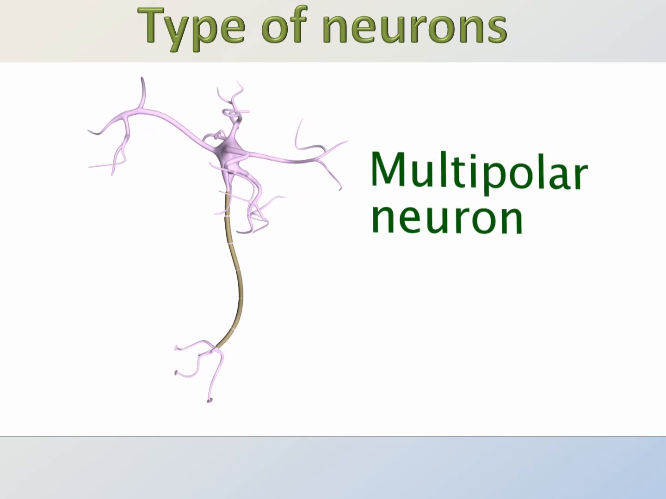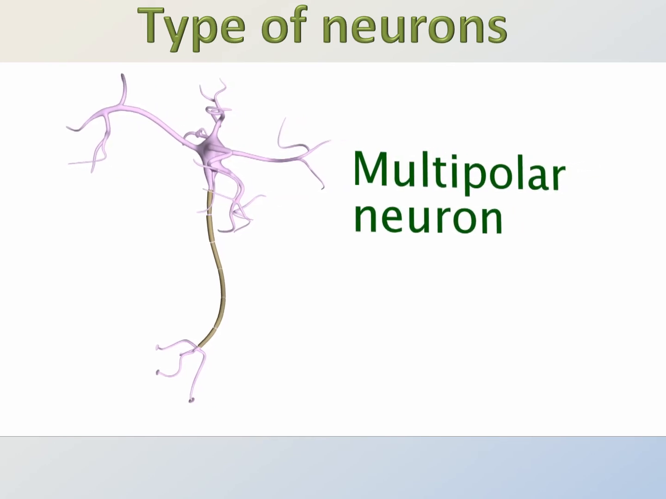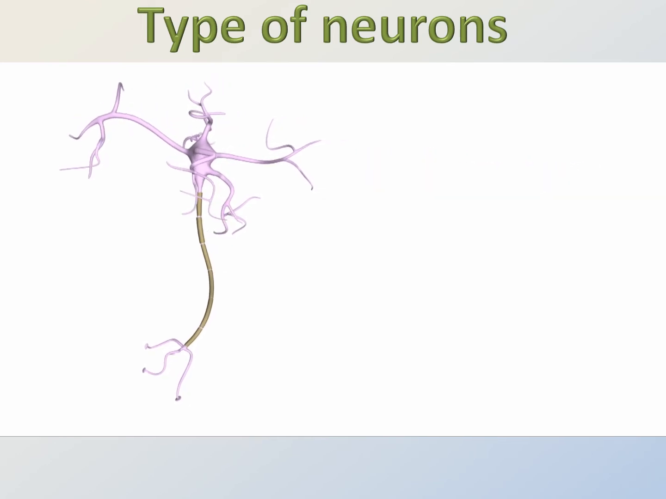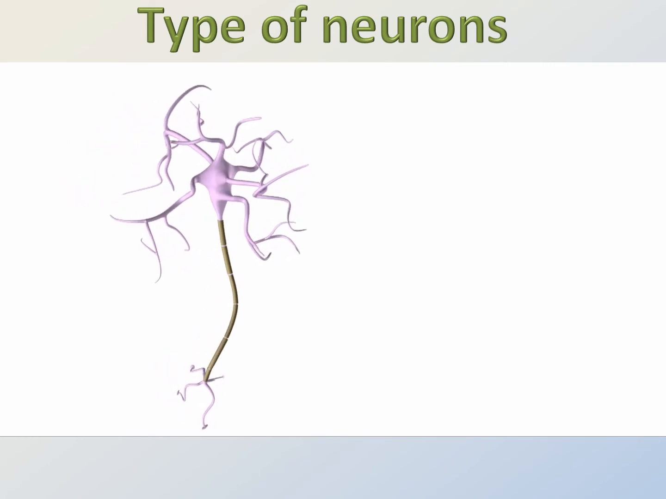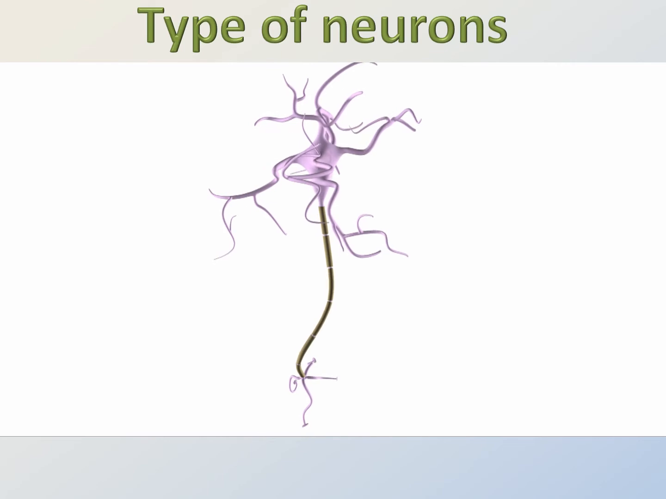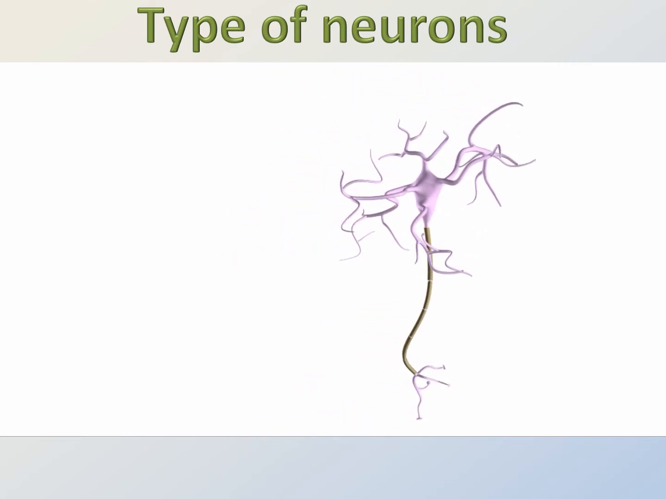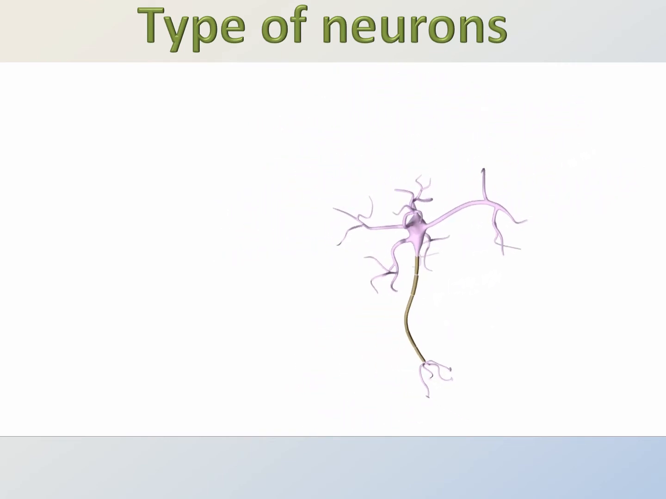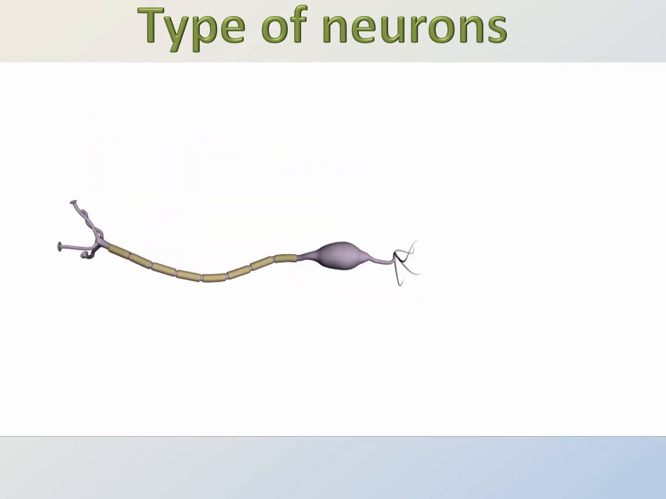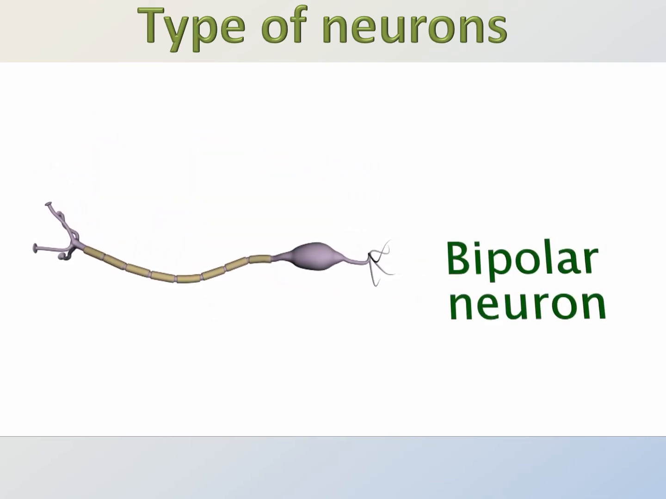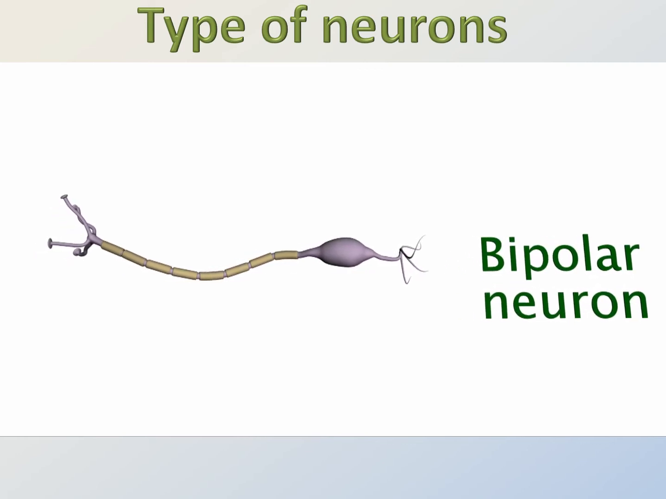A neuron with a highly branched dendritic terminal and a single axon is called a multipolar neuron. These are usually found in the central nervous system, specifically in the cortex, the cerebellum, the spinal cord, and the autonomic ganglia. They serve either as interneurons or motor neurons.